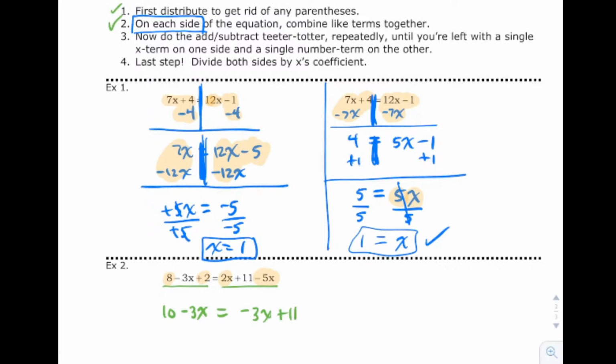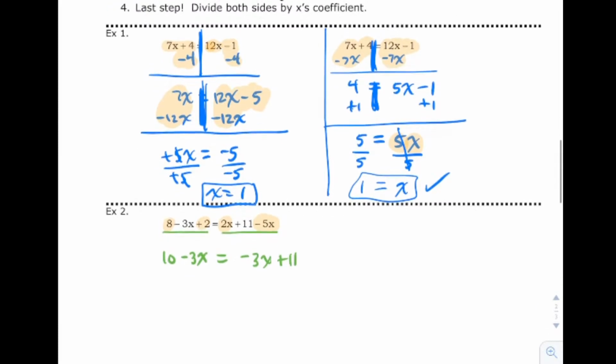You're not combining this 2 with this 11 or something like that, because they're on opposite sides of the equation. Do not combine this 2 and this 11 together. It's not a good idea. They're on different sides. You can't do it. It's not legal. It's not even a good idea. It's not even legal.